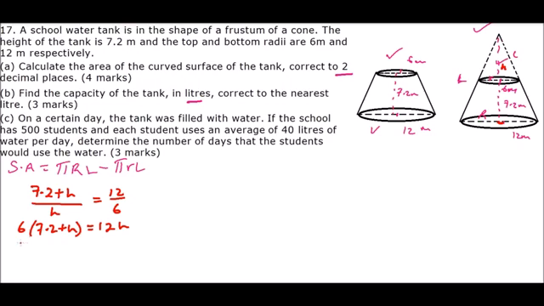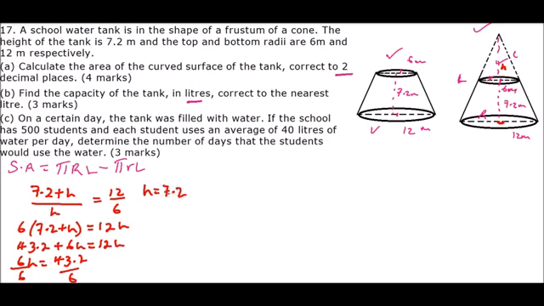Then you open the bracket: 6 times 7.2 gives 43.2, plus 6h is equal to 12h. Take 6h to the other side, you get 6h is equal to 43.2. Divide both sides by 6, and you get the height of the small cone, h, is equal to 7.2.